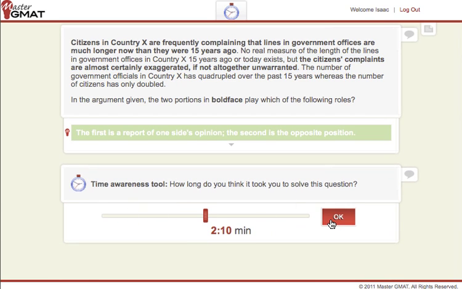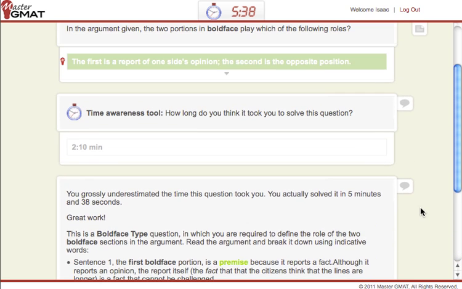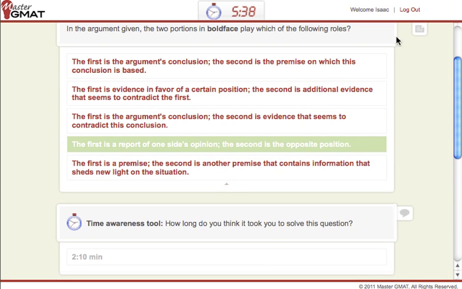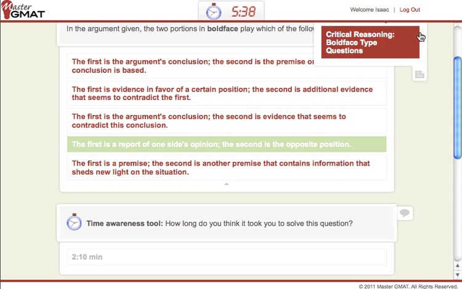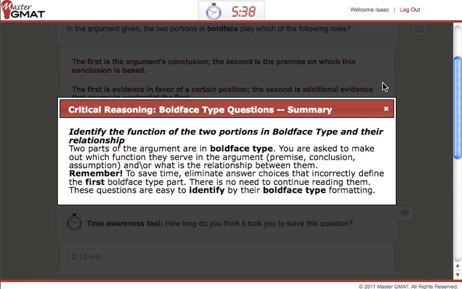We have our time awareness tool, which you already understand, and we get a nice explanation and even a nice breakdown. Now, if you wanted to go back and look at the other explanations, you can do so by clicking on that. Kind of cool. And also, if you want to see the relevant lesson, you just simply click on that and you see the relevant lesson.